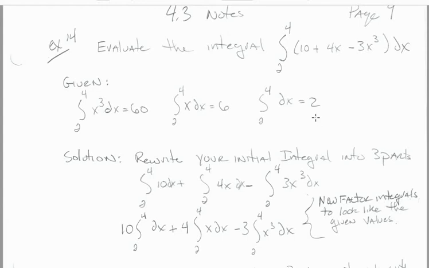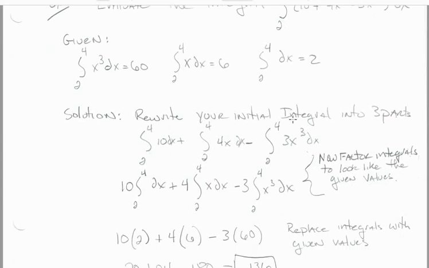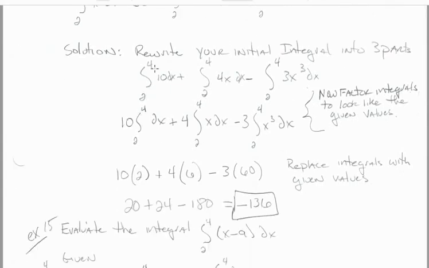Okay, so our solution is we need to break this up into three separate integrals. The original function, we're going to rewrite that integral as the integral from 2 to 4 of 10 dx, 2 to 4 of 4x, and 2 to 4 of 3x cubed. Don't forget that minus sign there. When we factor the 10 out in front, we're left with the integral from 2 to 4 of dx, plus we factored the 4 out of the middle term, so we have the integral from 2 to 4 of x dx, minus we factor the 3 out, the integral from 2 to 4 of x cubed.